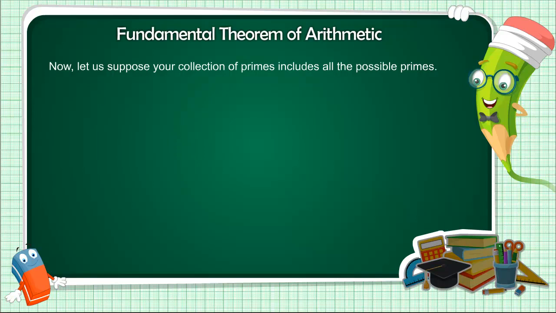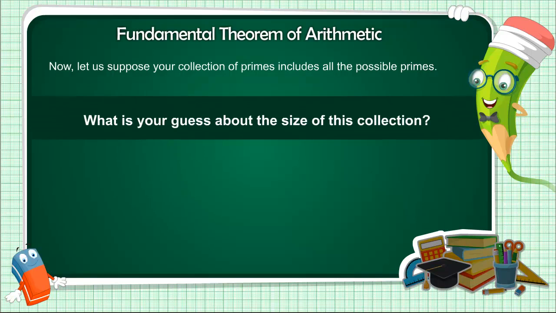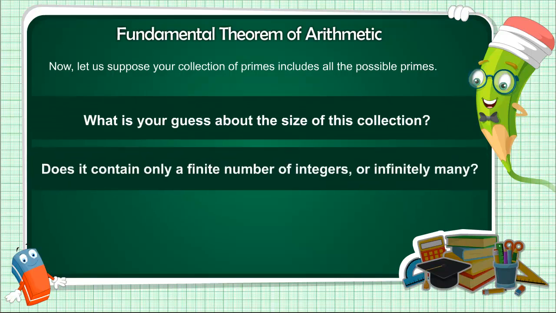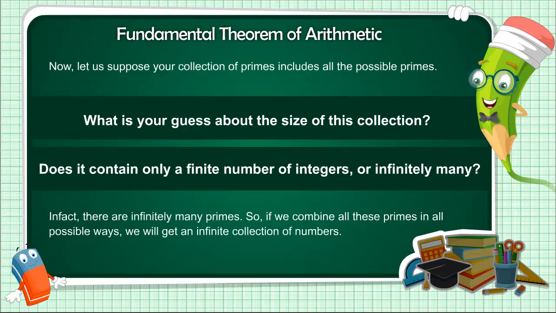Now, let us suppose your collection of primes includes all the possible primes. What is your guess about the size of this collection? Does it contain only a finite number of integers, or infinitely many? In fact, there are infinitely many primes. So, if we combine all these primes in all possible ways, we will get an infinite collection of numbers.